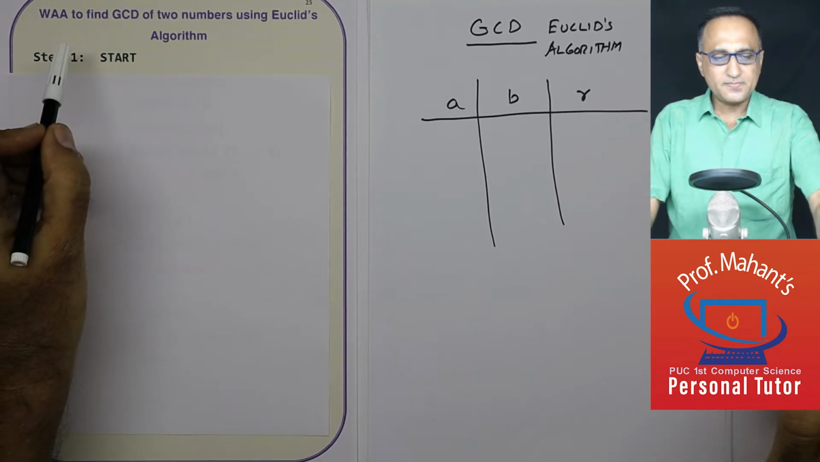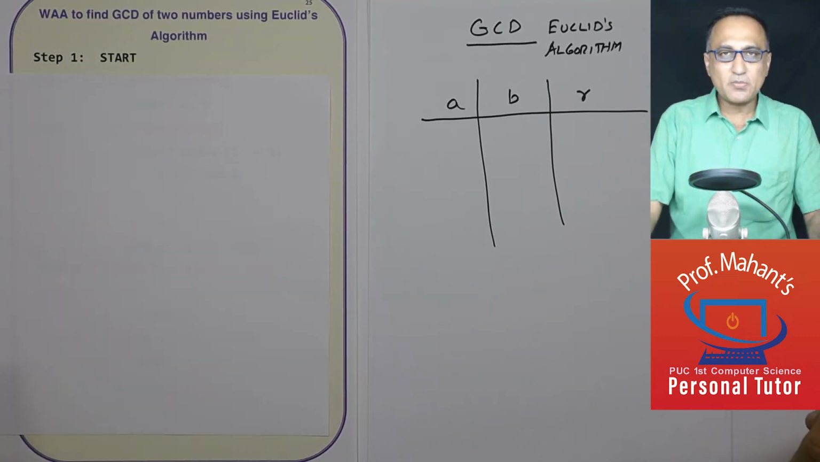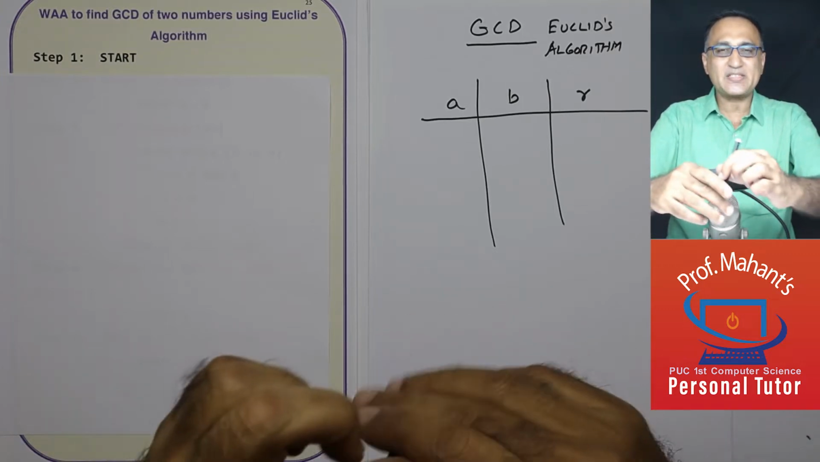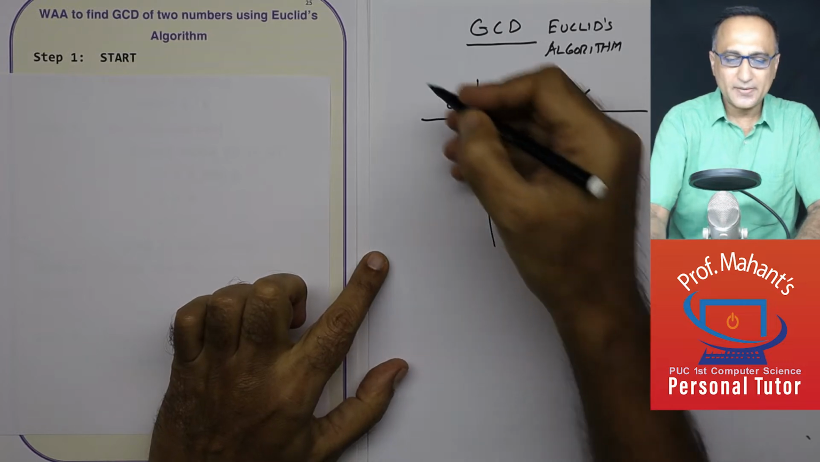Write an algorithm to find the greatest common divisor, known as the GCD, of two numbers using Euclid's method, or Euclid's algorithm. Before we proceed to find the greatest common factor or divisor between two numbers, we need to first understand what is GCD. Let's take a few examples. We shall really know it.